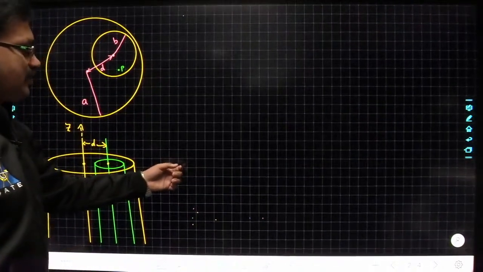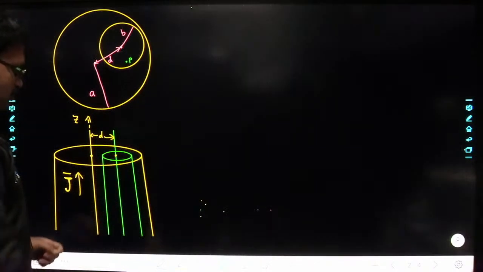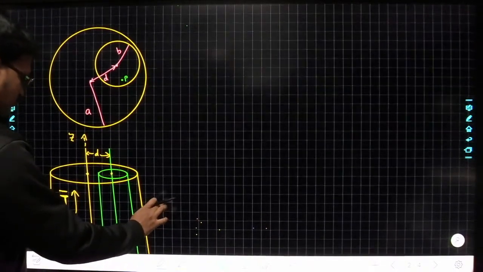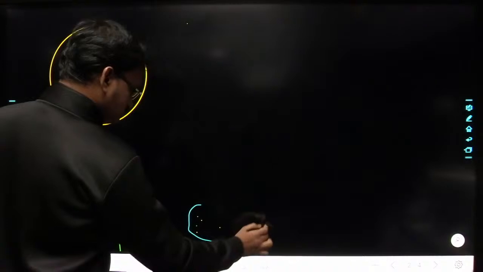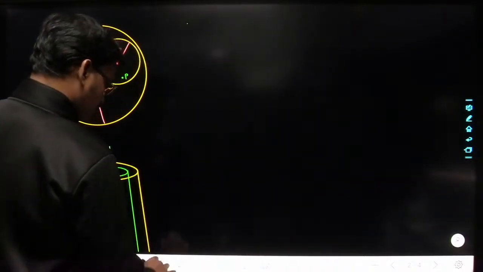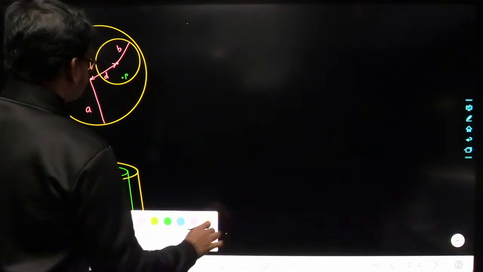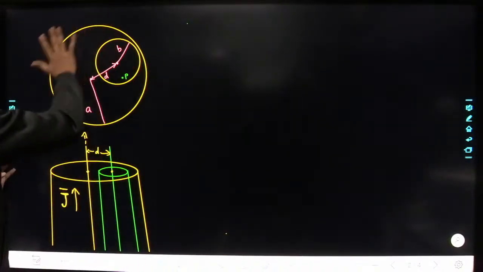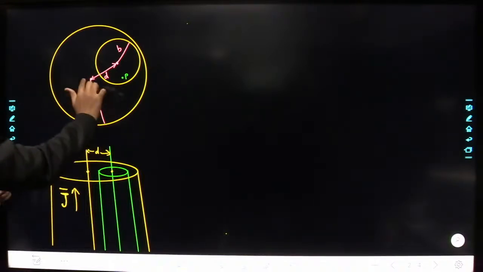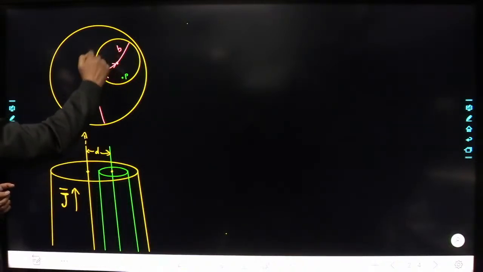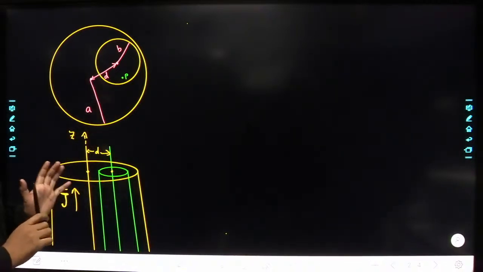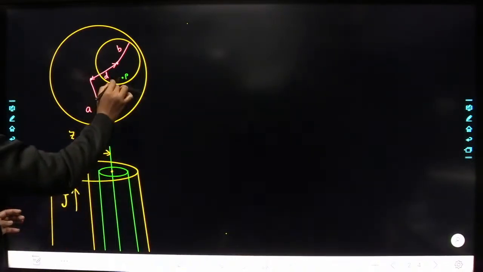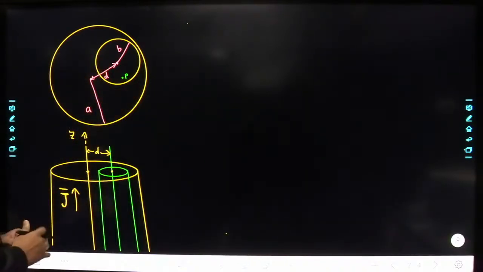So in the same manner, see here, they have given a cylindrical wire of radius A, and at a distance d from the center of this cylindrical wire, they have made a cavity or hole whose radius is B. Now they are asking to determine the magnetic field at some point P inside this cavity.